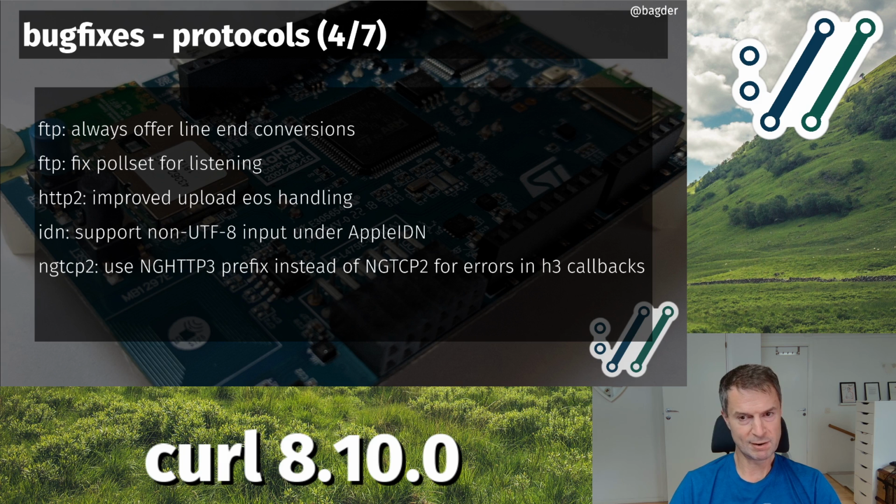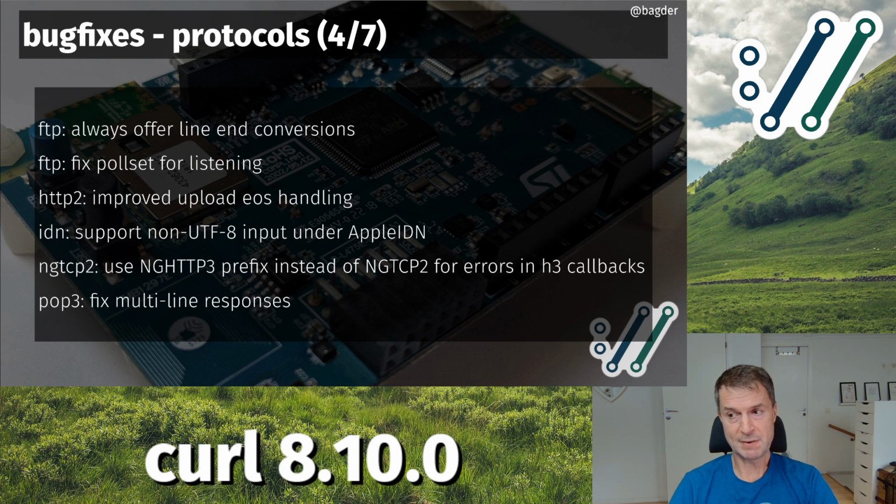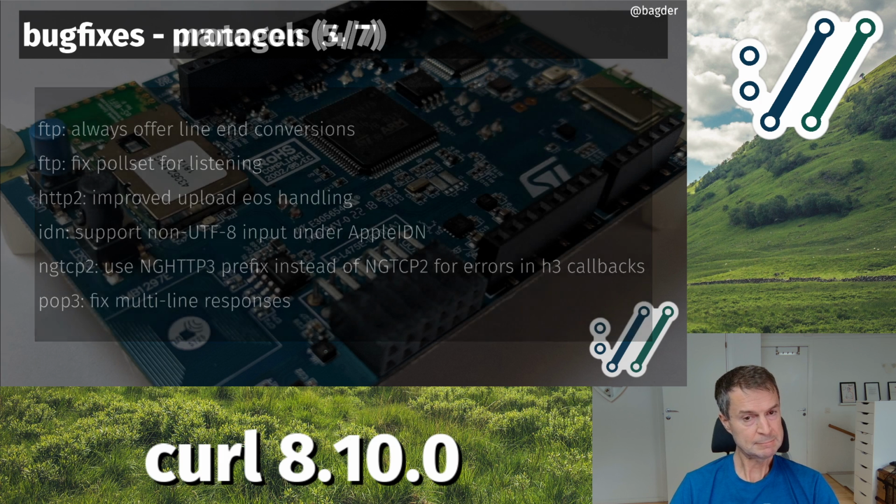And we fixed error outputs when you do HTTP 3 with the combination of NGTCP2 and NGHTTP3. We would have the wrong prefix. Basically, you got error in HTTP3, but it's called the errors. Doesn't matter. It's fixed now. We also fixed a bunch of problems with POP3 and multi-line responses, which we didn't really handle properly before.